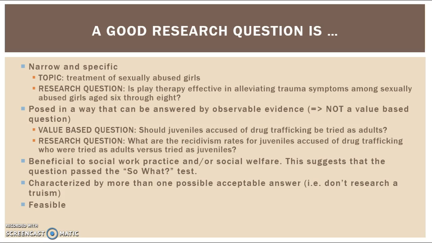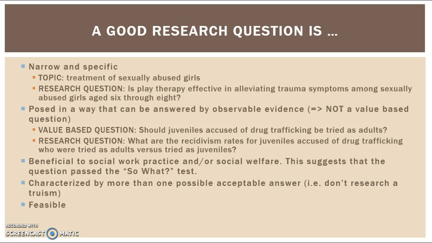You want to make sure that how you phrase your research question allows for it to be answered by observable evidence. So you have to be able to answer your question with data. That means that it cannot be a value-based question. So for instance, a value-based question might be, should juveniles accused of drug trafficking be tried as adults? That's value-based. A better research question would be, what are the recidivism rates for juveniles accused of drug trafficking who were tried as adults versus tried as juveniles?